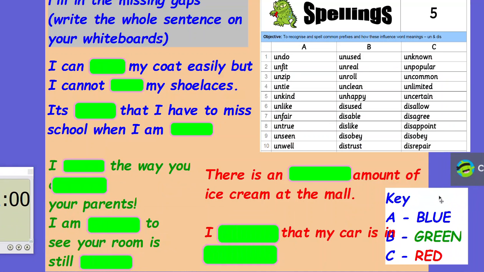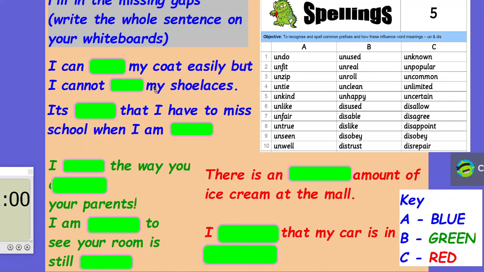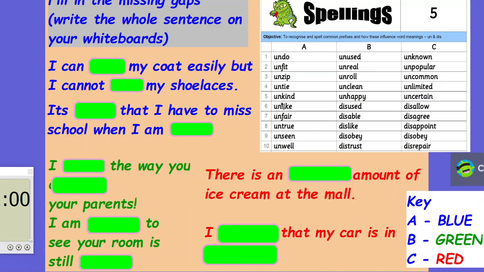So if you are in Group A, your sentences are here in blue. If you are in Group B, your sentences are here in green. And if you are in Group C, your sentences are here in red. Okay, so make sure you know which group you are looking at. Okay, what I'd like you to do is read the sentences, find out what is the missing word. So the words that are here under the squares will be in your spelling words. Okay, so whatever word is missing from the sentence will be in your spelling words.